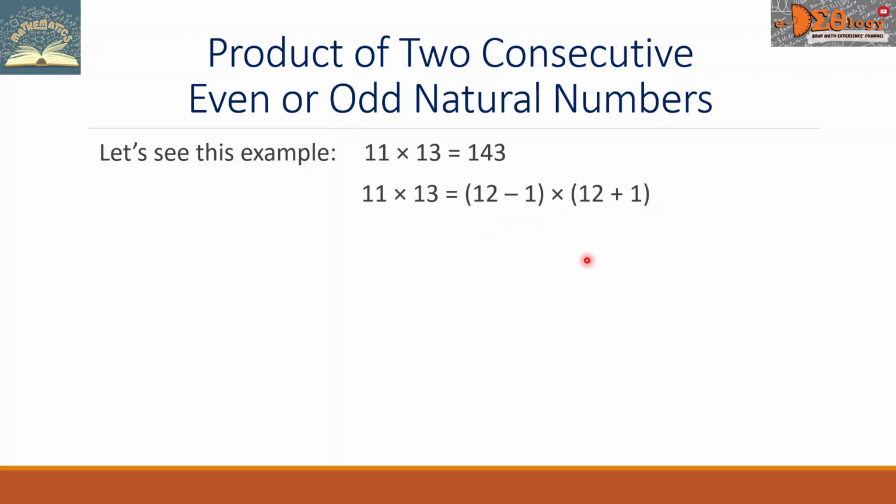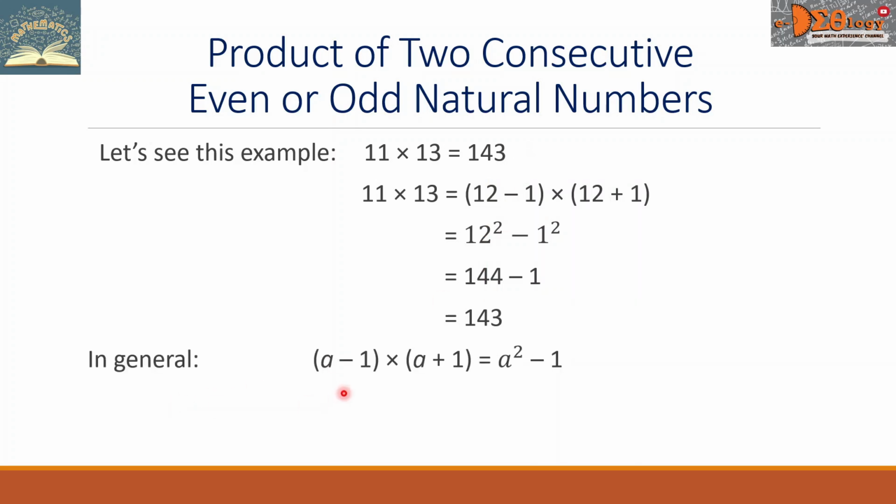Now let's apply our special product in this multiplication. So we have 12 square minus 1 square. When we simplify, 12 square is 144 minus 1 square, which is 1. 144 minus 1 equals 143, which is the same answer as what we have earlier.